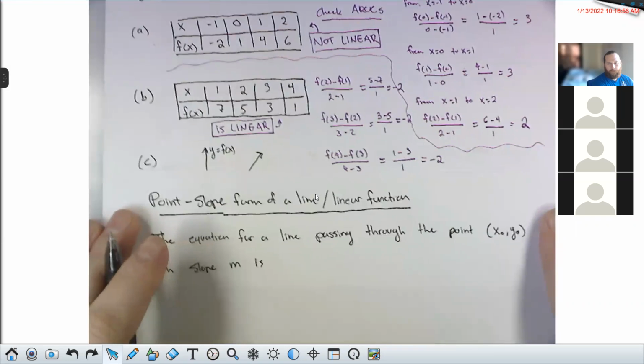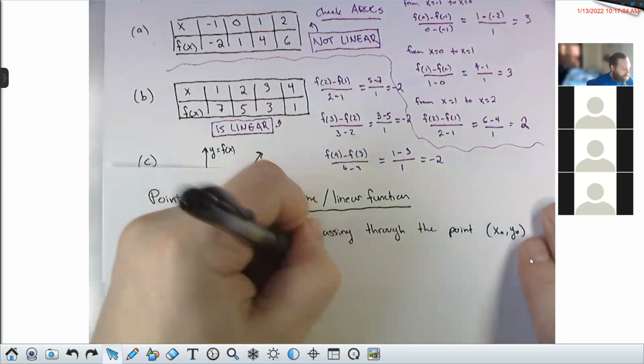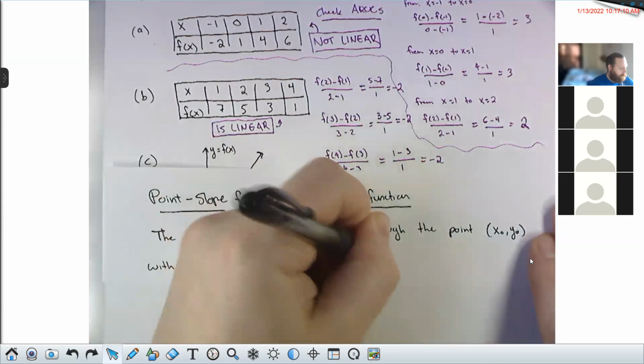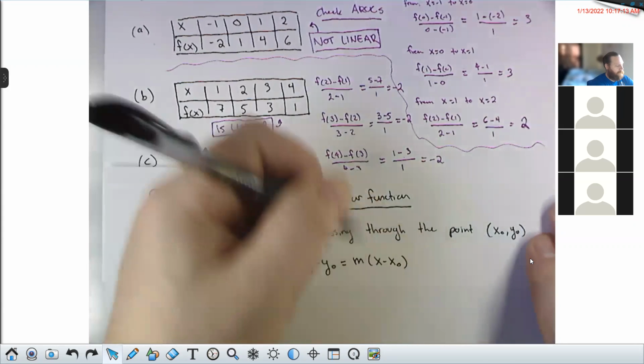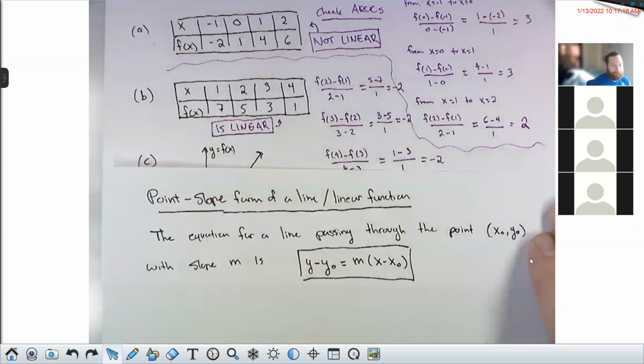So the equation for a line passing through the point x0, y0, this could be any point on the line, doesn't have to be the y-intercept, is y minus y0 equals m times parentheses x minus x0. And you need to hold on to this, for this is important. This is like y equals mx plus b, but way more useful because you can use any point. You don't need the y-intercept. And in fact, you can use this to find the y-intercept.